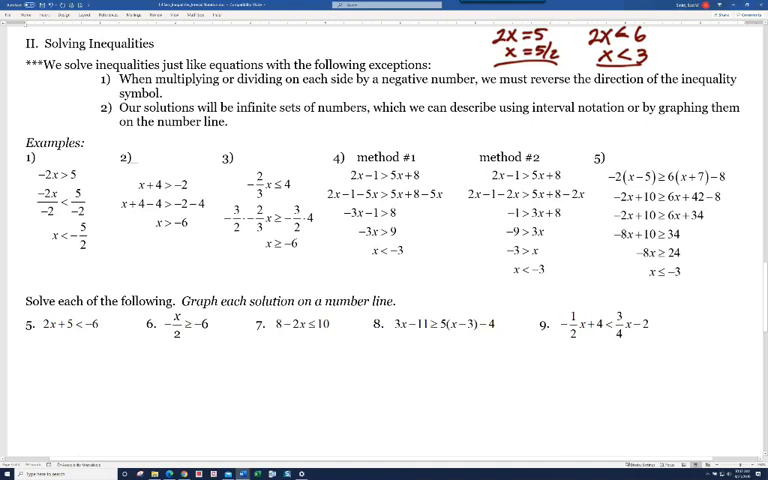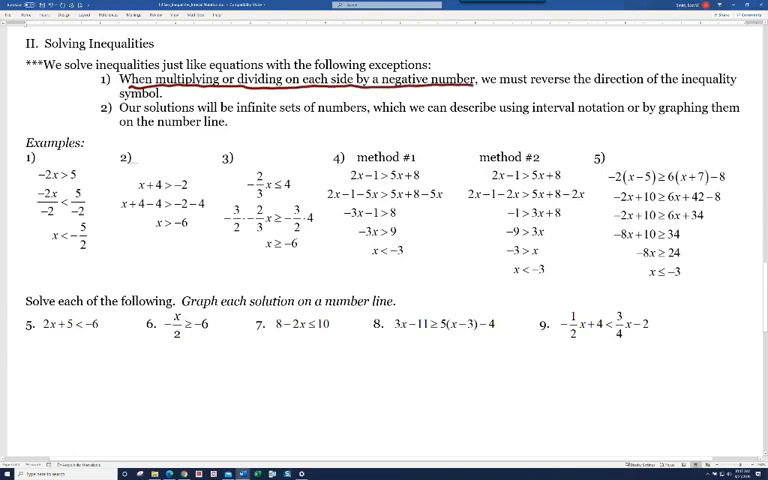All right, so let's go ahead and look at our directions here. Let me go ahead and erase this stuff here. Solving inequalities, we do that just like equations with the following exceptions. Number one, when multiplying or dividing on each side by a negative number, we must reverse the direction of the inequality, or the inequality symbol.